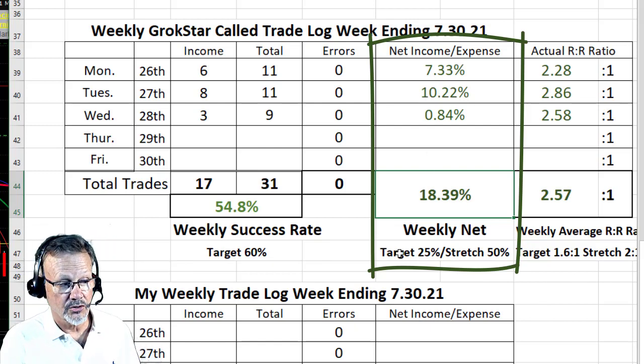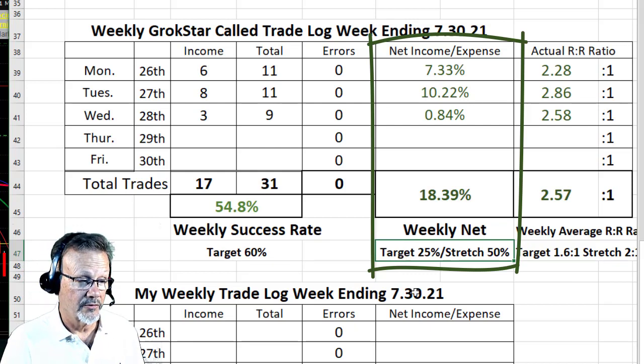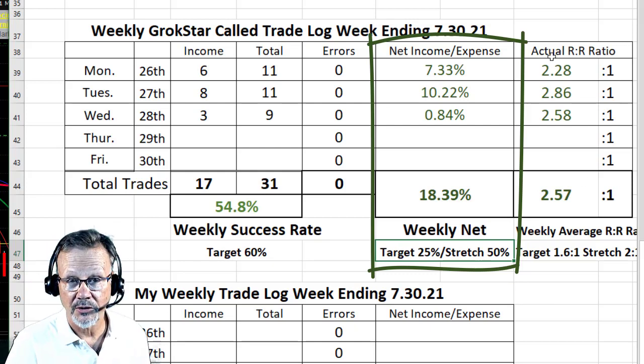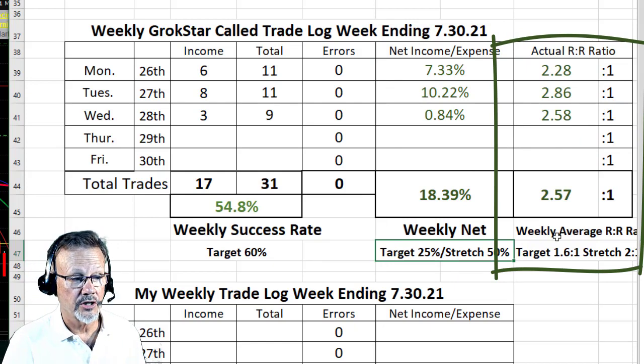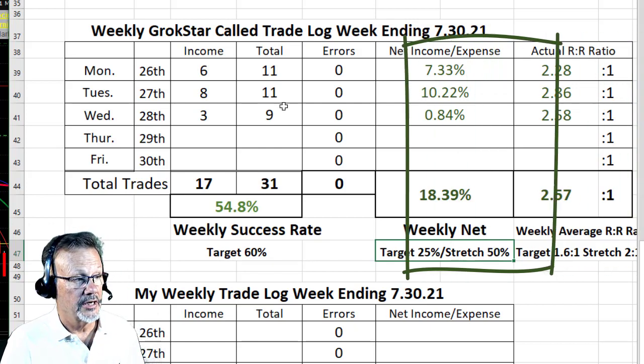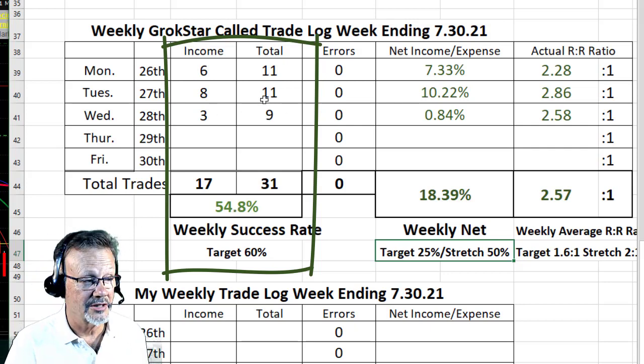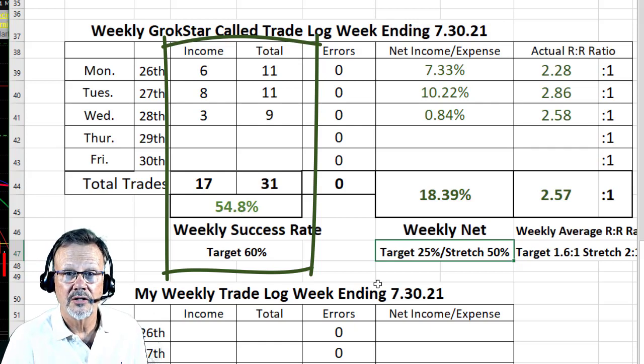And now for the week we have a target of 25%. That's 5% per day times 5, and then a stretch goal of 50. So that's where we're at there. And again, we're having an exceptionally good week here with the actual reward risk ratio at 2.5 to 1, exceeding our 2 to 1 stretch goal for our actual reward risk ratio, not projected. And then over here on our success rate, we want our target of 60. We're at 54. We were above 60 until today. When you only have 3 out of 9 trades, that does bring your stats down. But we have 2 more days to trade, and we can bring that up.